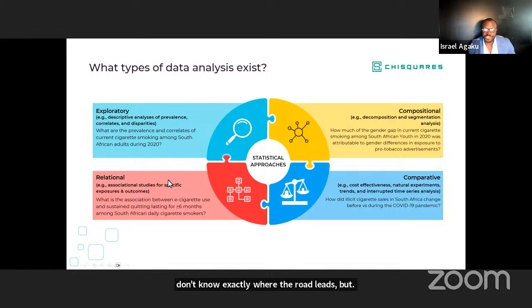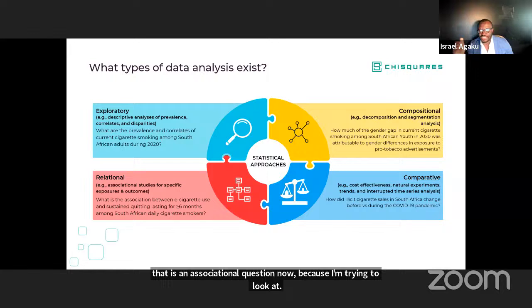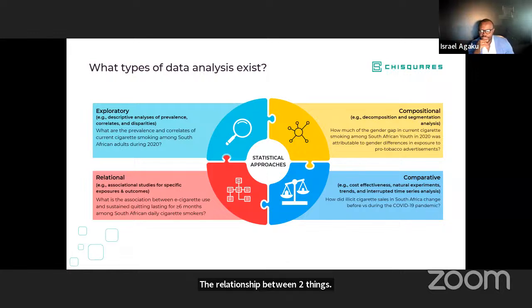And then you have relational. Relational is now looking at the association or the relationship, as the name implies, between two things. You have an exposure and an outcome, right? So if I have a research question that says, what is the association between e-cigarette use and smoking cessation? That is an associational question now because I'm trying to look at the relationship between two things, whether you use e-cigarettes and the likelihood of you quitting cigarette smoking.